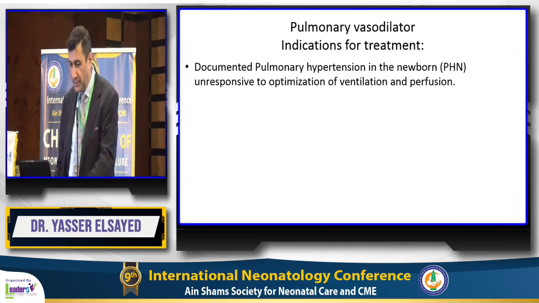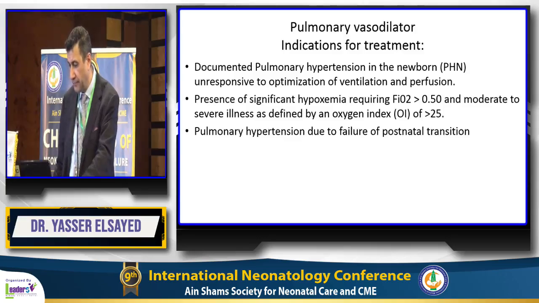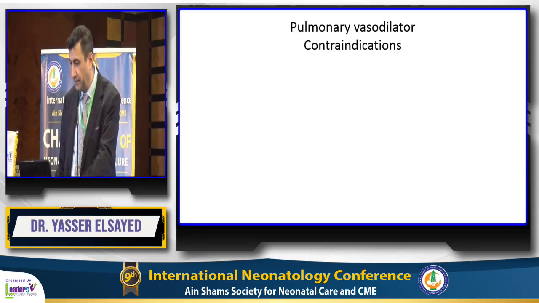Pulmonary vasodilators are indicated in documented pulmonary hypertension by echo, unresponsive to optimization of ventilation, which is a priority. There should be significant hypoxemia requiring FiO2 more than 50%, and moderate to severe illness as defined by oxygenation index more than 25. The pulmonary hypertension is due to failure of postnatal transition, with a positive response to a trial of pulmonary vasodilator. If you try it and the oxygenation is better, it means that you are in the right direction.